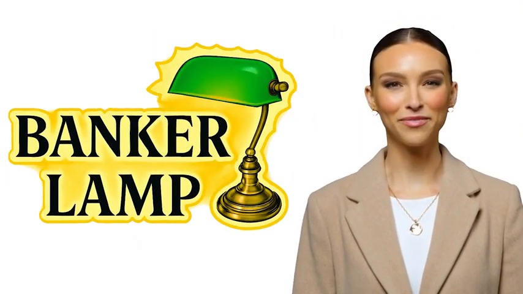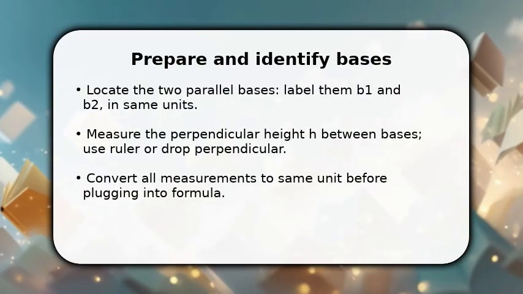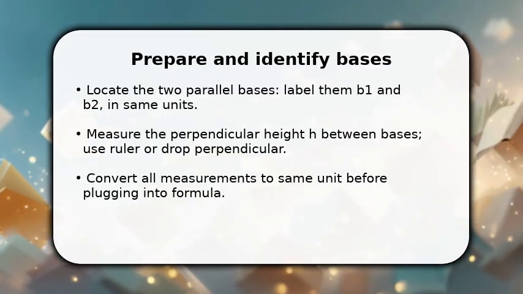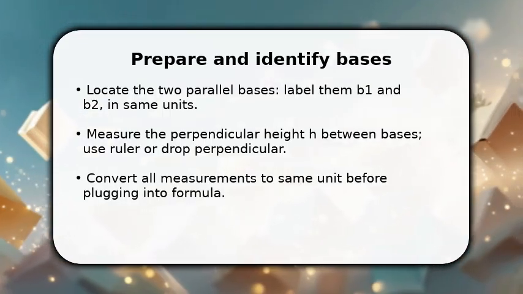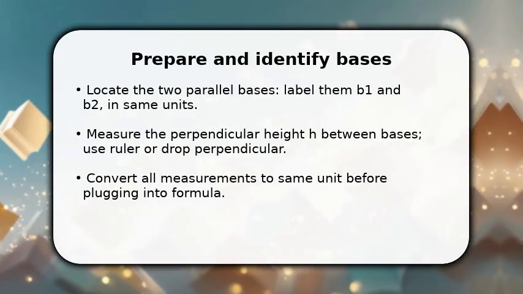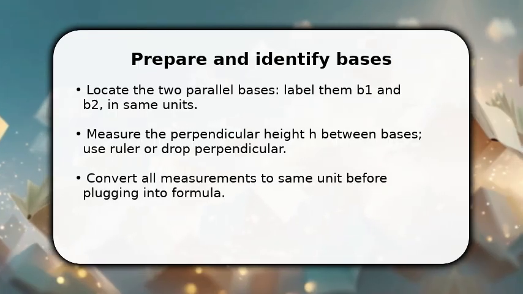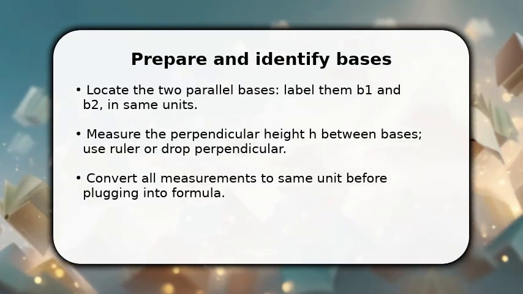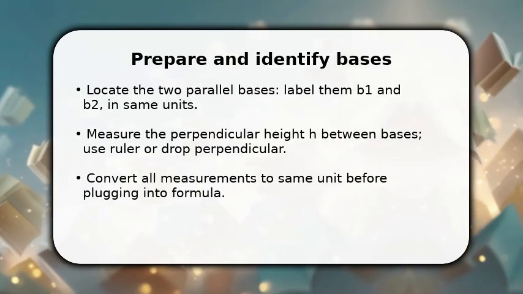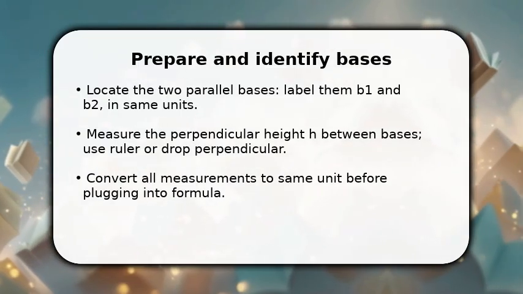Please enjoy the video. You start by identifying the two parallel sides, call them B1 and B2, and measure them precisely. Once done, find the perpendicular height h, not the slanted side, and record it in the same unit as the bases. Make sure to convert units if needed. For example, convert cm to m before calculations.